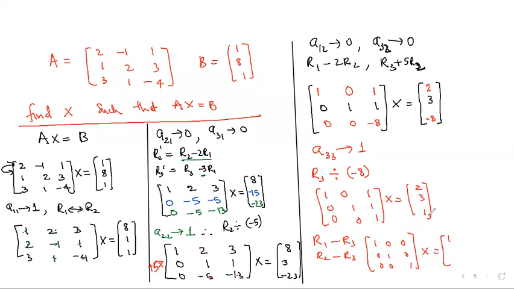2 minus 1 is 1. 3 minus 2 is 1. Therefore, my answer x is equal to 1.